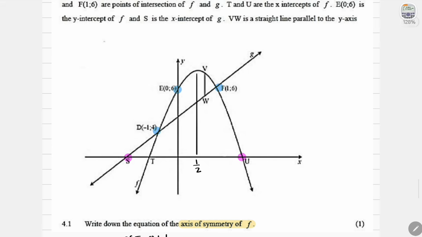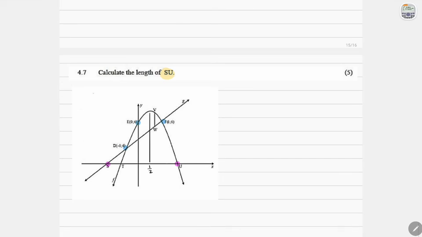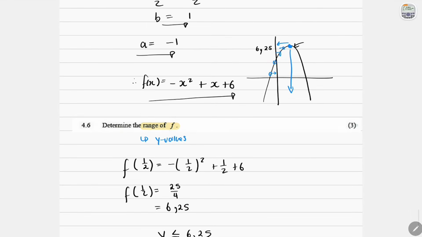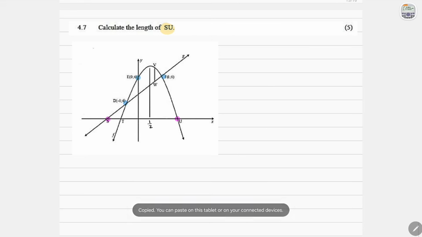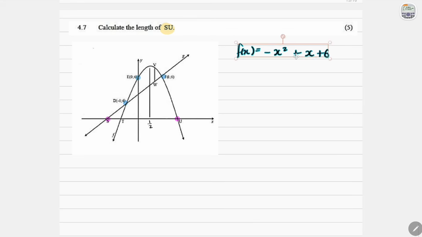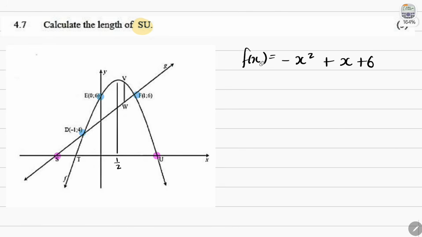Okay, so let's find the x-intercepts. Okay, so I've just added this image here, and let's just go ahead and use the equation of the parabola first to find the x-intercepts, and then we'll just choose the one that corresponds with U. Okay, so to find the x-intercept, we need to make y equal to 0.